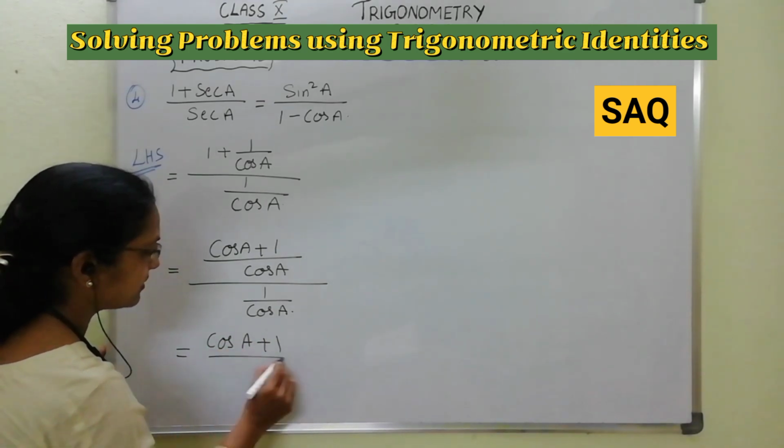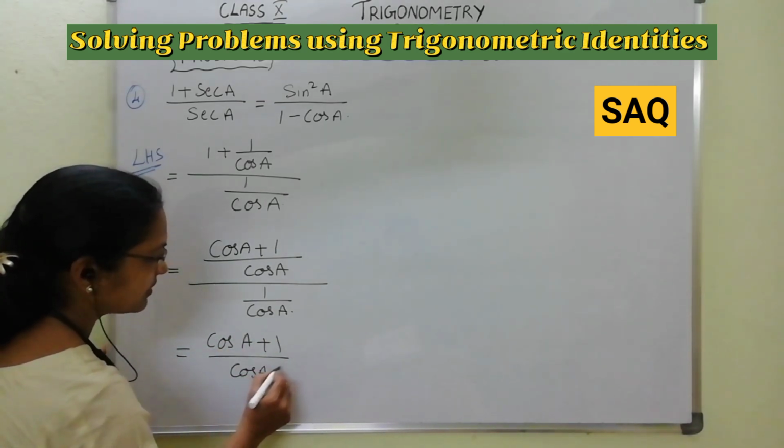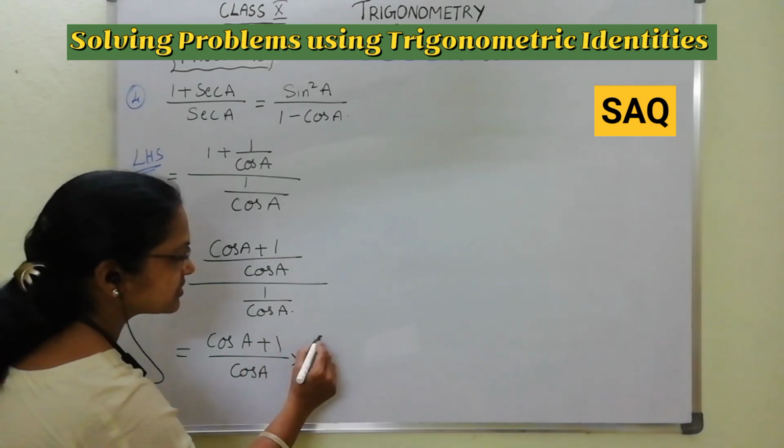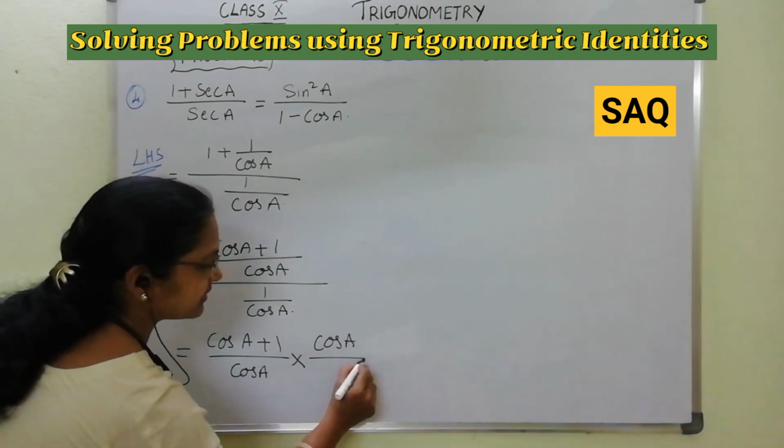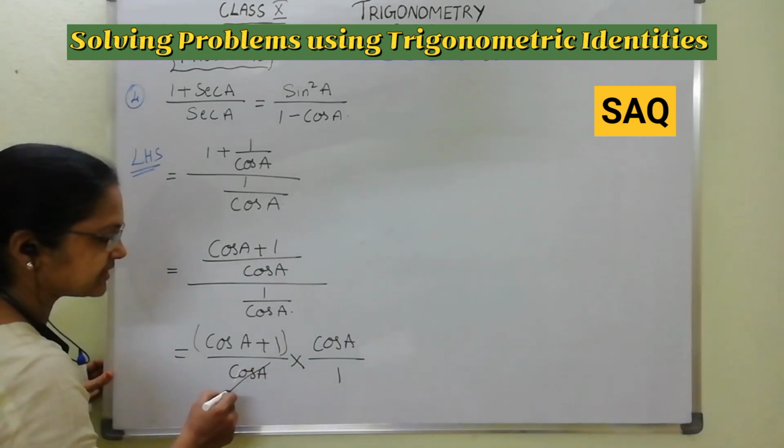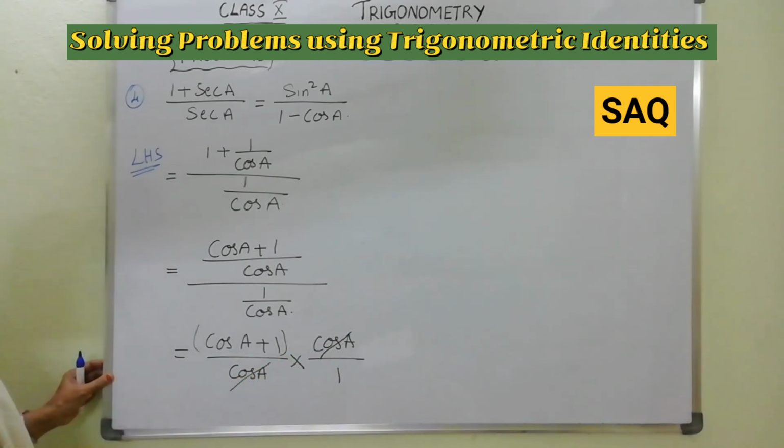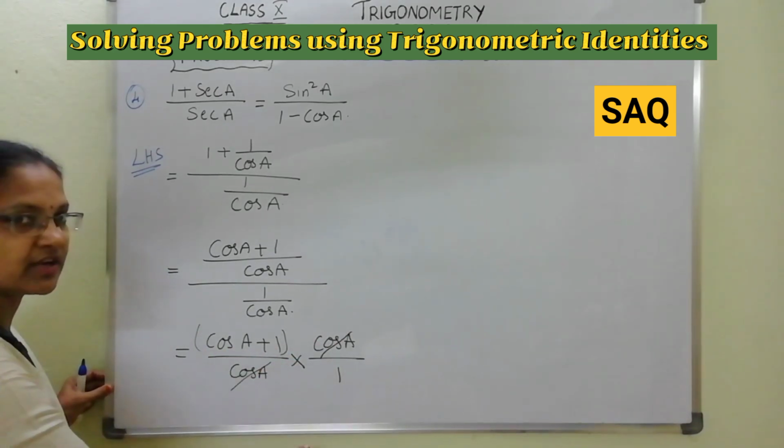Cos A plus 1 by cos A into this, cos A comes in the numerator and by 1. We can just cancel cos A and cos A. We are left over with cos A plus 1.